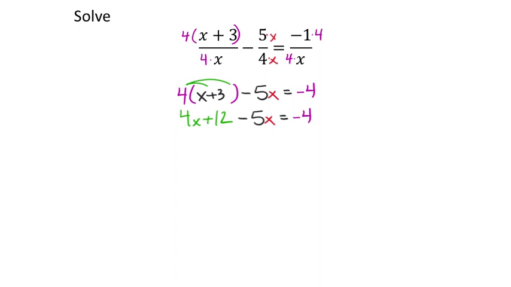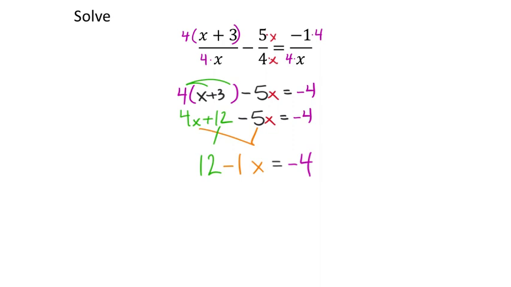And now after distribution, always look for any like terms to combine. And I got some x's that I can combine. It's 4x's minus 5x's, which would be negative 1x's. The 12 positive just drops. This still equals negative 4.